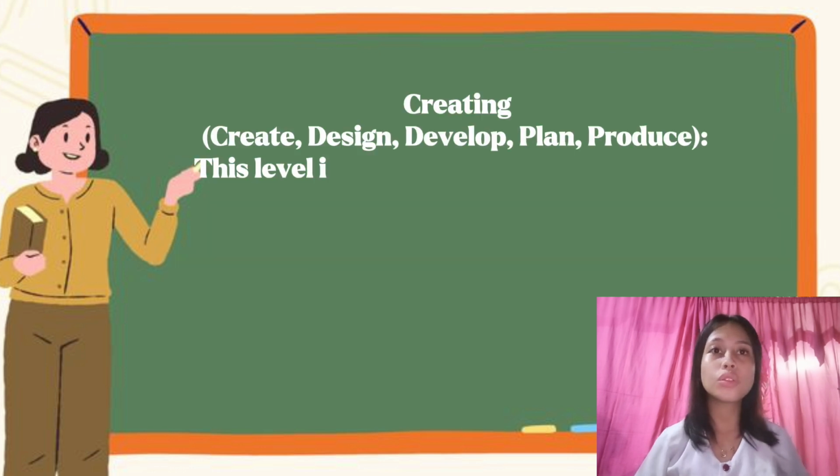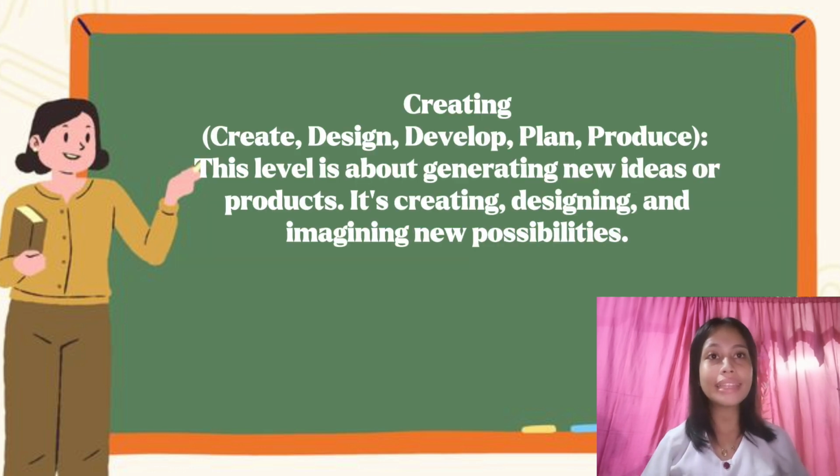Next, we have creating. This is to create, design, develop, plan, and produce. This level is about generating new ideas or products. It's creating, designing, and imagining new possibilities. For instance, write a new ending to the novel incorporating themes and character traits.